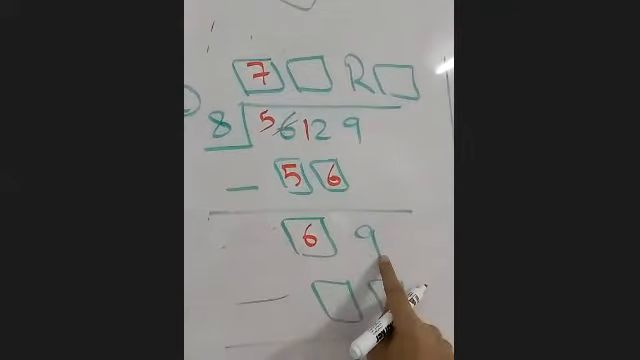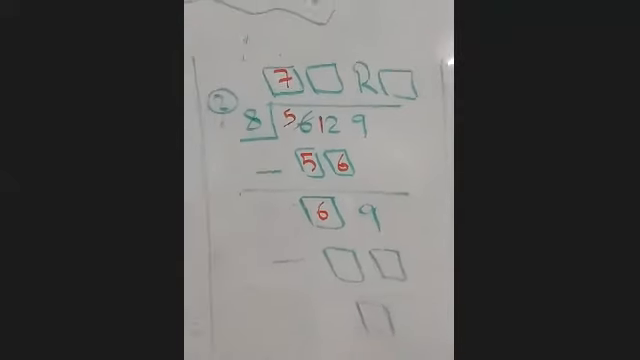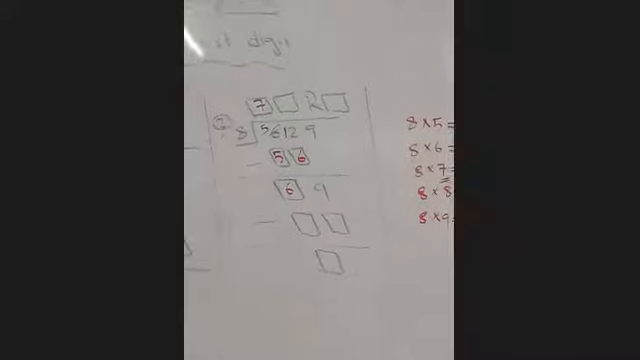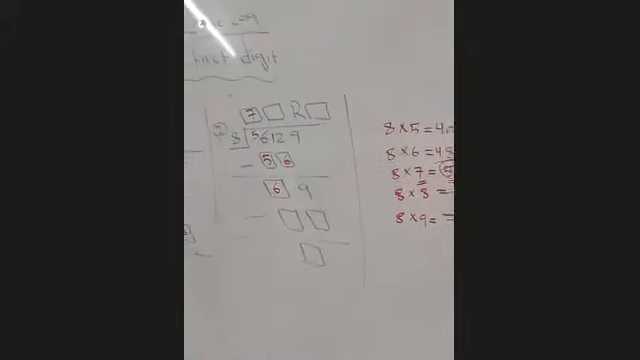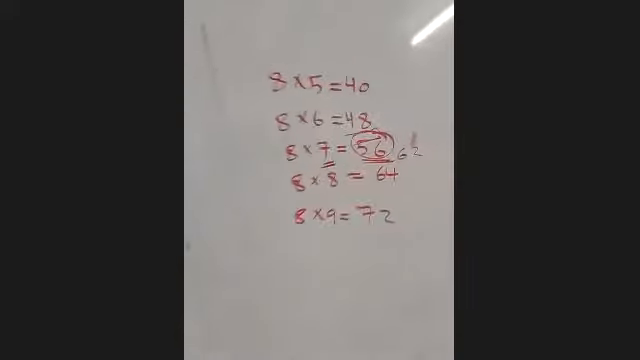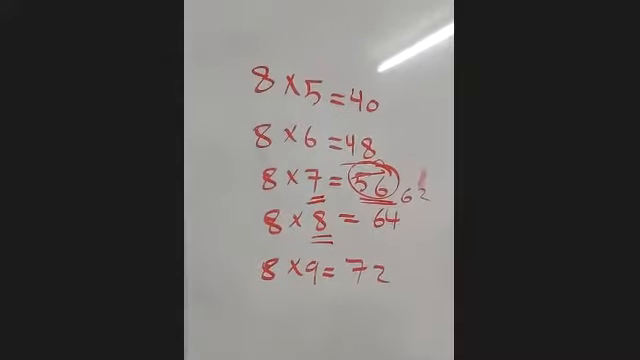Now we bring the 9 down. Get it, Omar? Yes, I got it. Good boy. Continue now. We have 69. What will we do? 69, we do it. So what will I put up, Omar? No, 6 by 8 is 48. I mean 64, 8 multiply 8. So here 8. 8 times 8 is 64. Now, subtract.